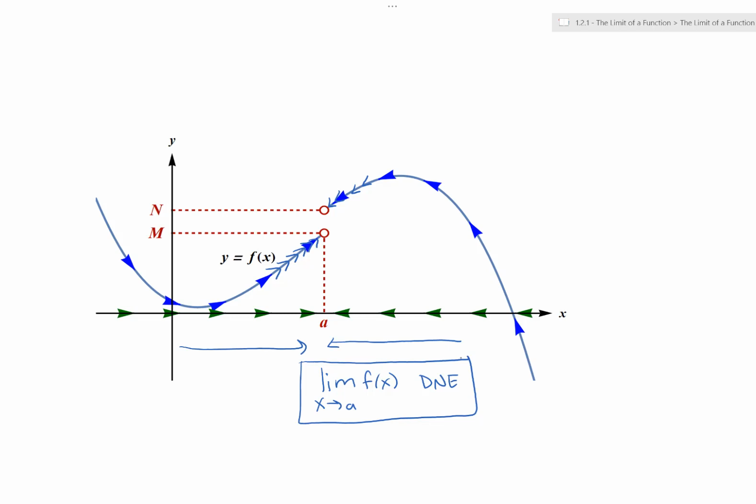Because they don't match up, the function is not approaching a unique output value as we get close to the location x equals a. And when that sort of thing happens, by definition, the limit does not exist, because it's not approaching that unique number. That's just one way a limit cannot exist. We're going to explore a lot of different ways as well. There's a variety of things that can happen, specifically when we have vertical asymptotes and things like this. But that is your introduction to the idea of a limit.